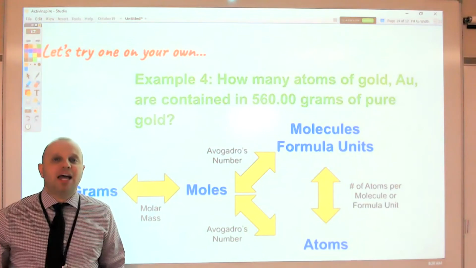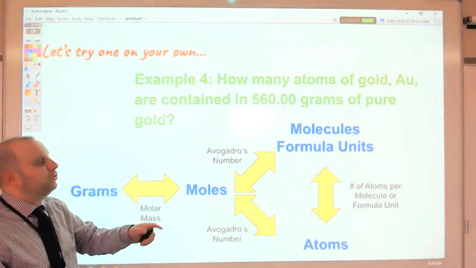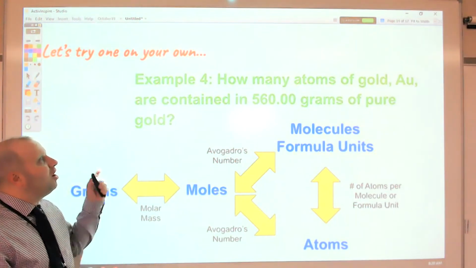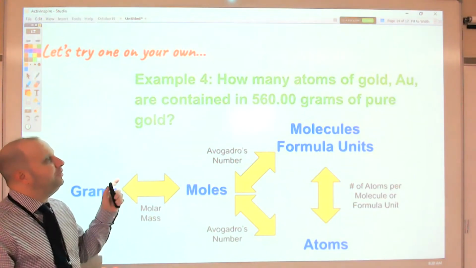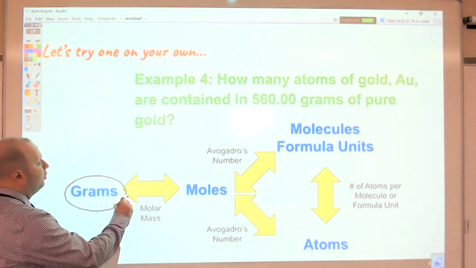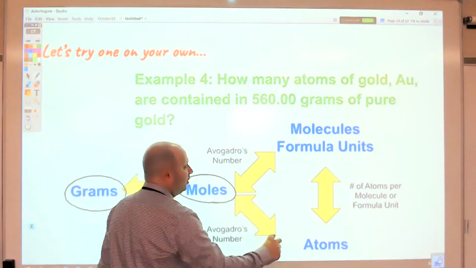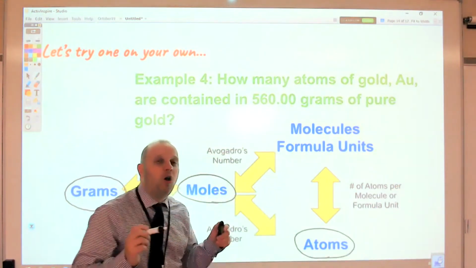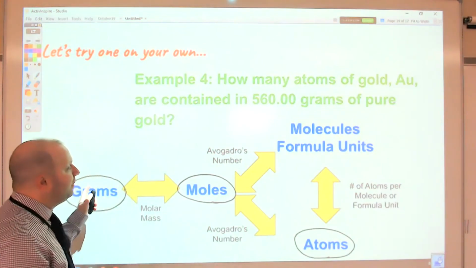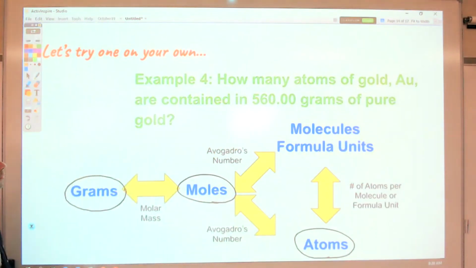For our fourth and final example problem, let's take a look. How many atoms of gold, notice that it's just an element by itself, how many atoms of gold are contained in 560 grams of pure gold? So we're starting off with grams. We're going to go grams to moles. And now we can use the shortcut down to atoms because we're only talking about gold. It's not part of a larger compound. So in this case, I'll have 2 conversions in this problem. So let's take a look at the problem.